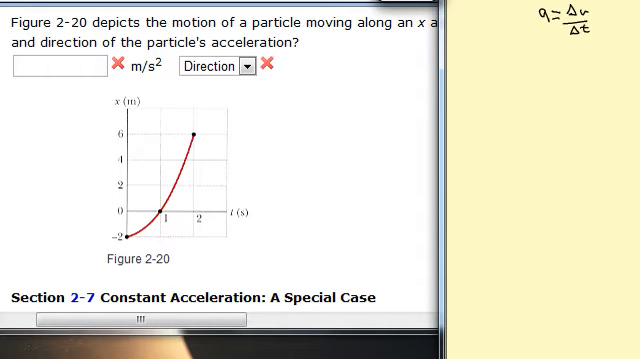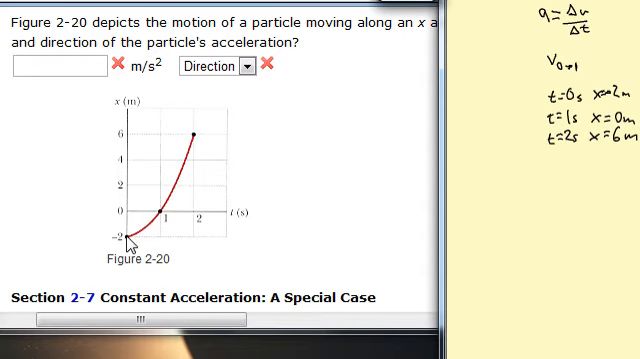So the first thing I want to do is calculate a velocity between 0 and 1 seconds. Let me just make a little chart. We're going to say t equals 0 seconds, x equals negative 2 meters. At t equals 1 second, we have x equals 0 meters. And at t equals 2 seconds, we have x equals 6 meters.